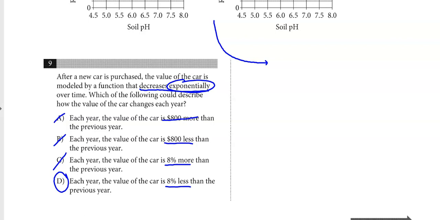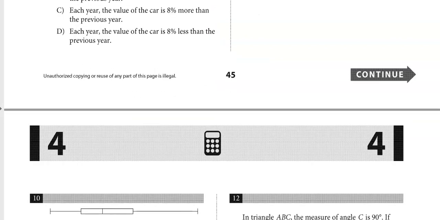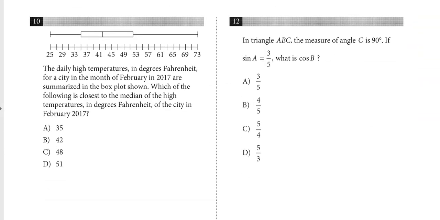They often like those questions where you compare constant growth to exponential growth or decay, either direction. All right. Number 10, looks like we have a box and whisker plot. So this is a statistics question. Let's see what we got here. The daily high temperatures for a city in the month of February are above. Surely not here in Michigan, we're not seeing 70s. Which of the following is closest to the median?